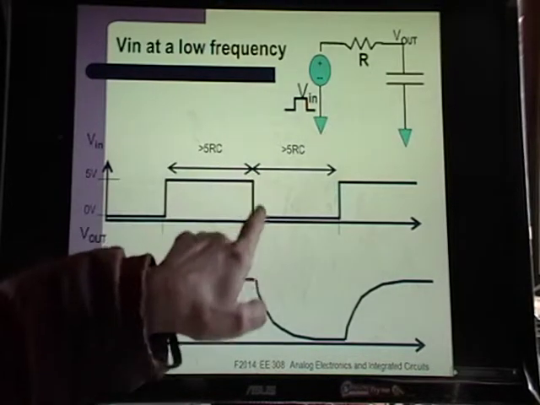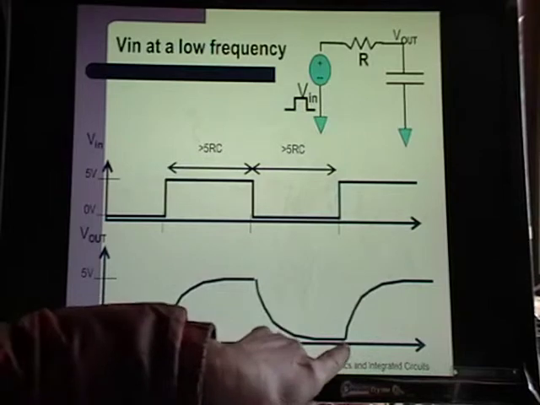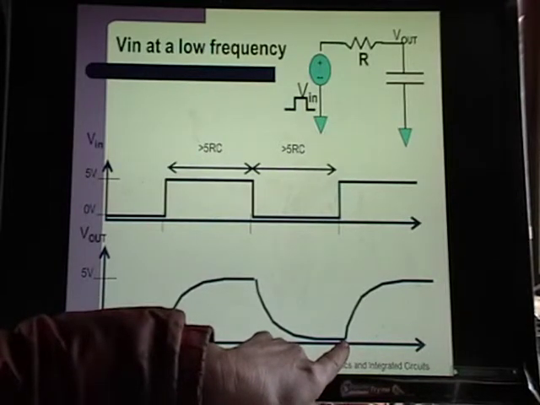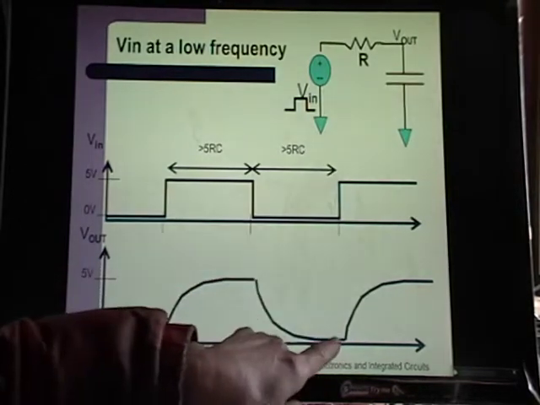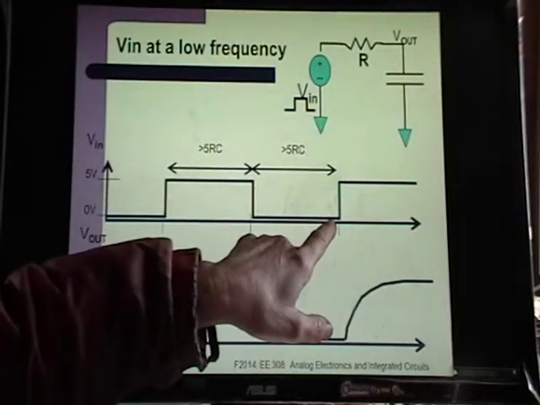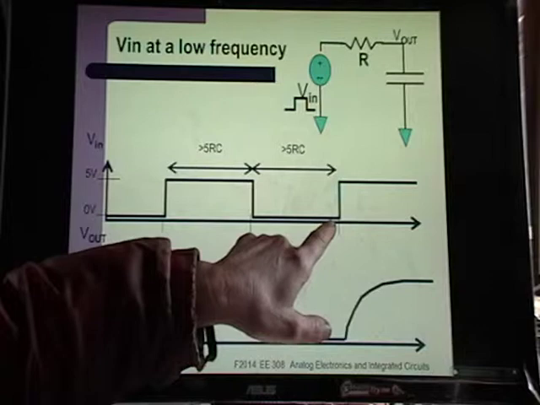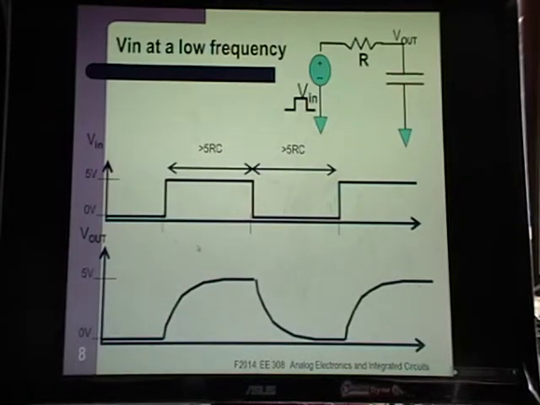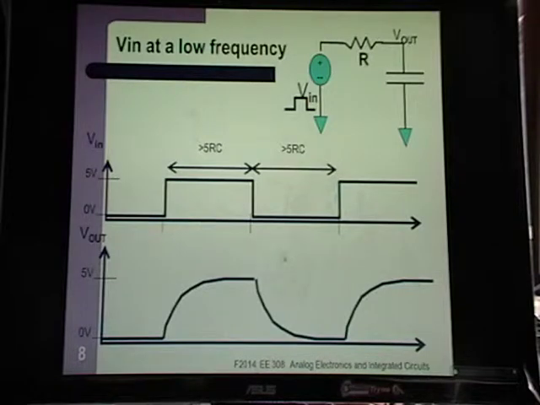And same thing with a drop. If you have 5 RC, you generally consider that as having this voltage equal to this voltage. So they generally reach the same voltage as the input. Okay, it's not 100% true, but it's close enough. Okay, so the period's greater than 10 RC.